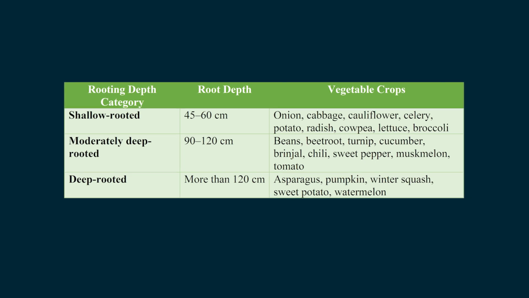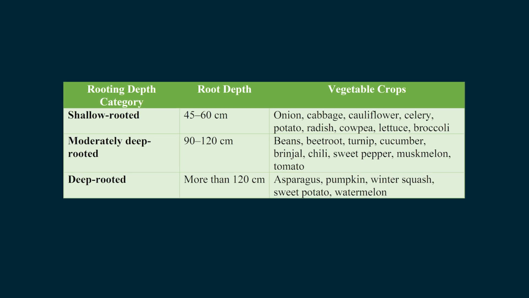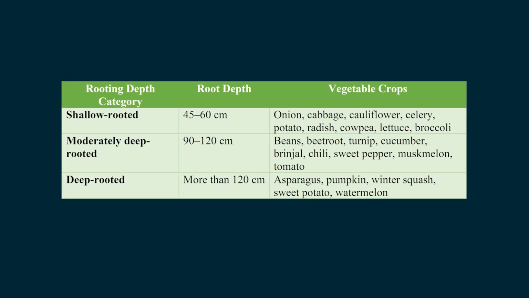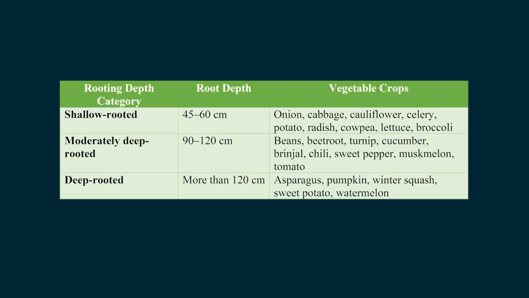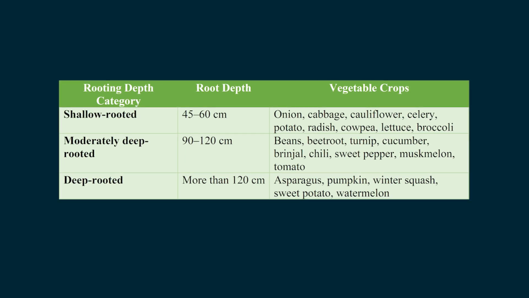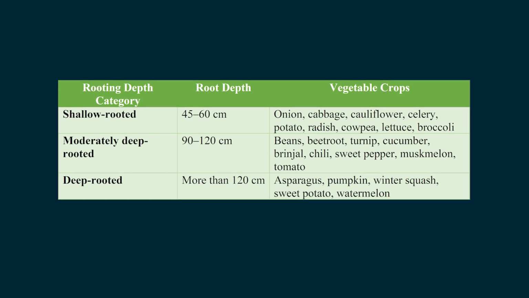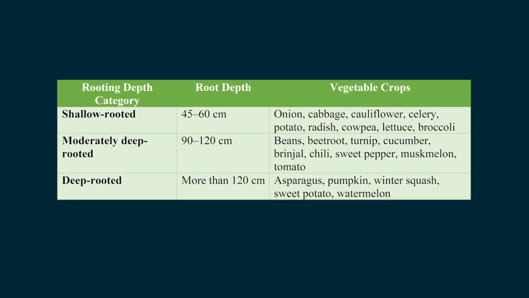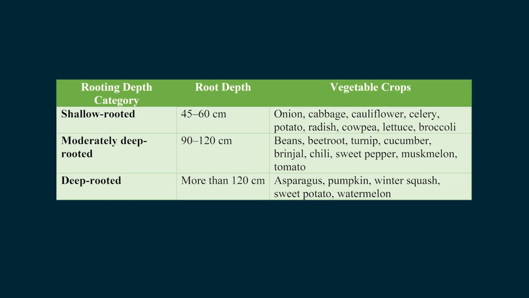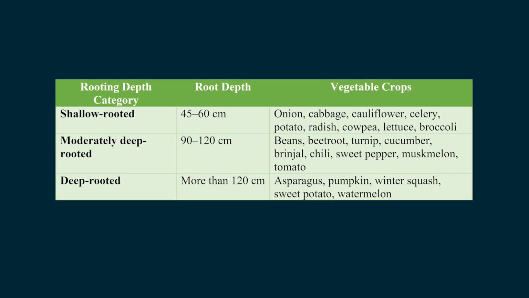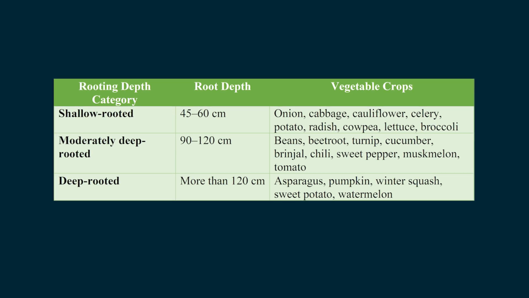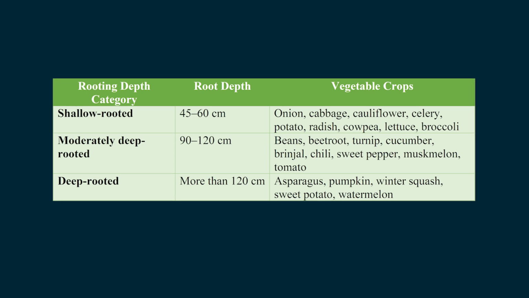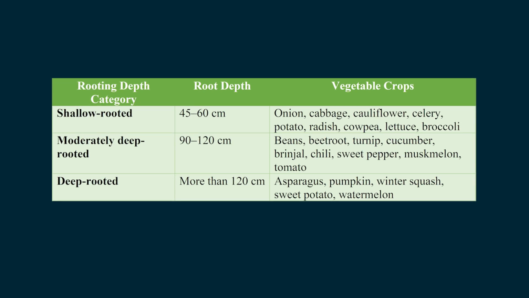For moderately deep-rooted plants, the root depth is around 90 to 120 centimeters. Some examples of this category are beans, beetroot, turnip, cucumber, brinjal, chili, sweet pepper, muskmelon and tomato. And for deep-rooted plants, the root depth is greater than 120 centimeters. Some examples are asparagus, pumpkin, winter squash, sweet potato and watermelon.